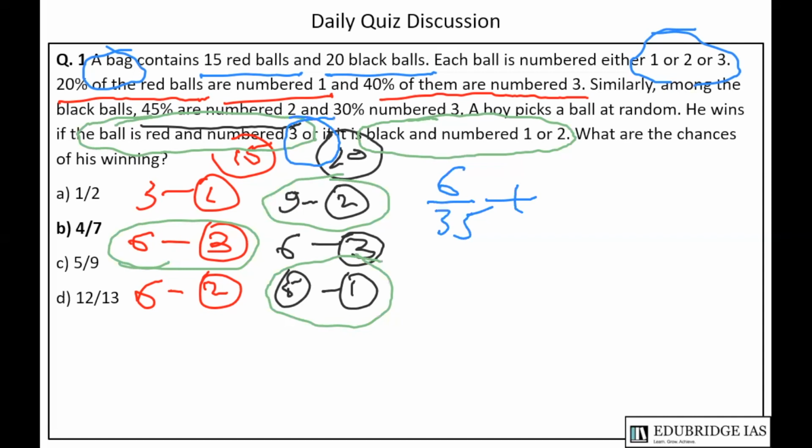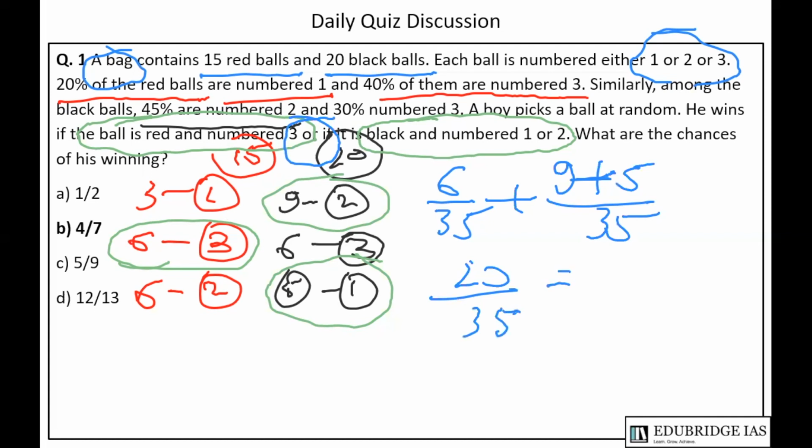So here again, with regard to black balls, 9 plus 5 upon 35. If we solve this, we get 20 by 35. It will come out to be 4 by 7. So B is the answer.